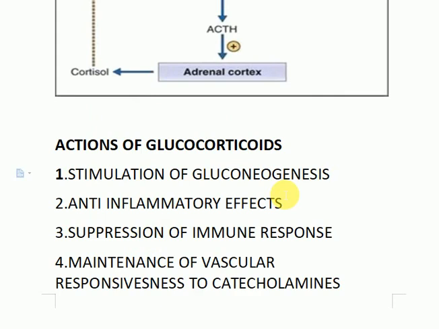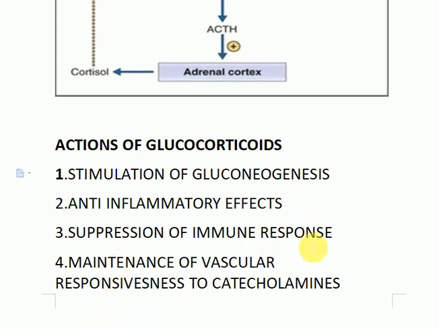The actions of the glucocorticoids: the stimulation of gluconeogenesis by increasing the protein catabolism, by decreasing the glucose utilization and increasing the lipolysis. Anti-inflammatory effect by inhibiting the formation of the precursor arachidonate, the precursor for inflammation.